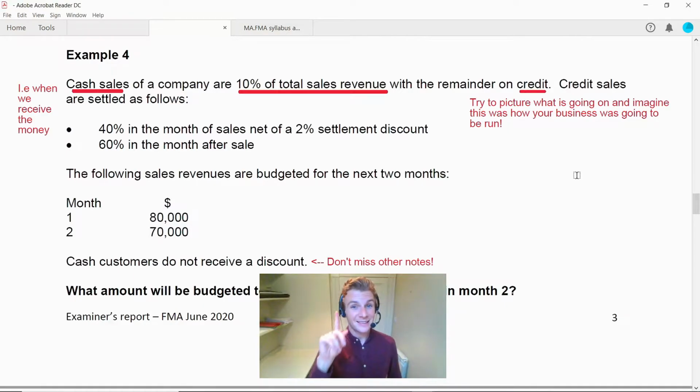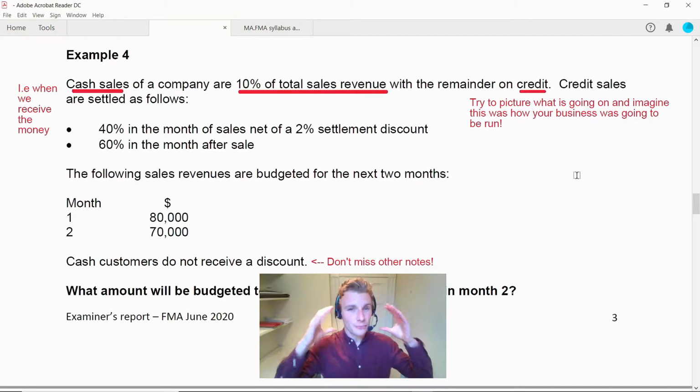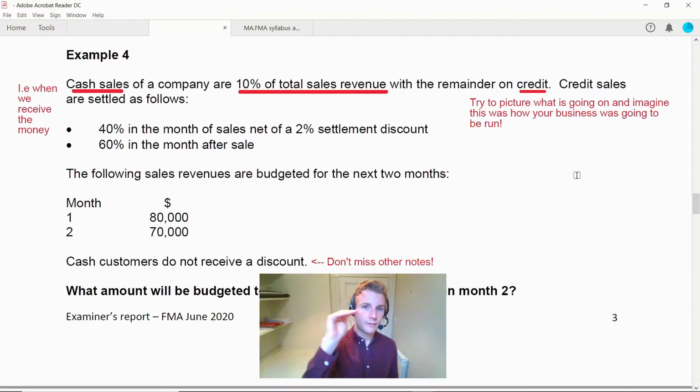So 40%, and this is really where you've got to be careful, and in an exam like this where detail is going to be critical, not to make small mistakes: 40% in the month of sales, net of 2% discount. So discount on the 40%, and the other 60% is in the month after the sale. So we get 40% now in this month with a 2% settlement discount, 60% in the month after. We've been given the figures, 80,000, then 70,000, and the cash customers do not receive a discount. Bit harsh on there, but don't miss out on the other notes.